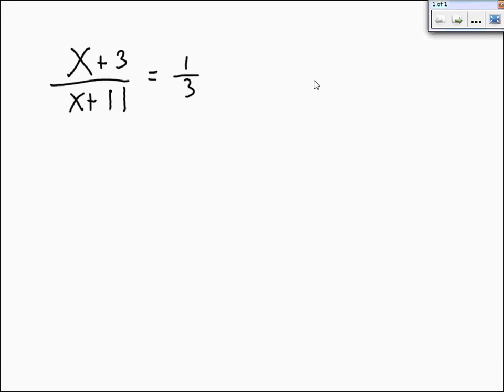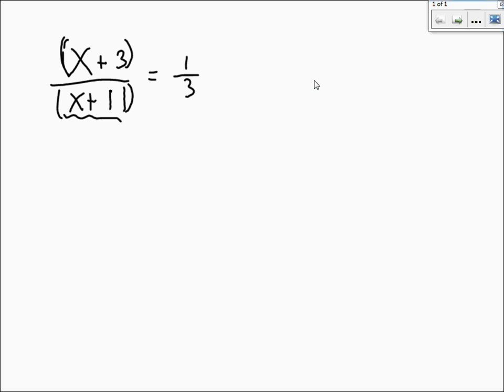Suppose you have this following problem. Wouldn't it be nice to just say that x plus 3 equals 1, that is, the numerators are equal, take away 3 from both sides and be done? Well, it would be nice, but you can't always do this. What you need to realize is that this bottom, x plus 11, is 8 more than the top.